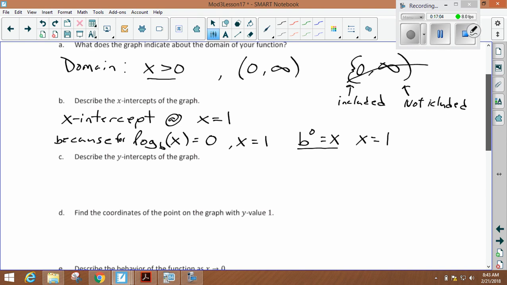All right, hey, how about the y-intercepts of this graph? Graph? That's corruption. Is that the way dolphins laugh? Because that's cool. There you go.